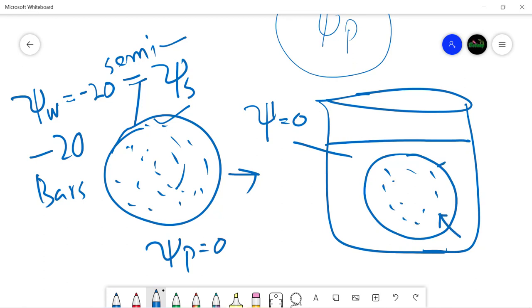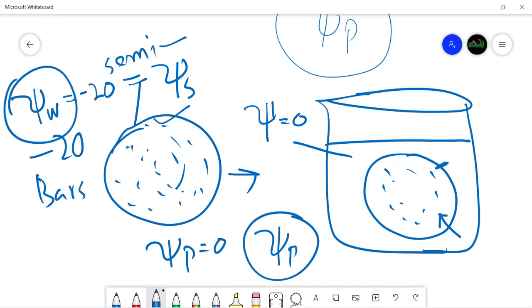Since this is an inelastic membrane, it will not allow the movement of water inside, and as water enters, a pressure will develop inside this particular solution, which is confined by an inelastic and semi-permeable membrane, and will reach equilibrium. As water moves inside, the pressure develops, that is psi p, and this psi p counters this water potential or the solute potential, whatever you call it.